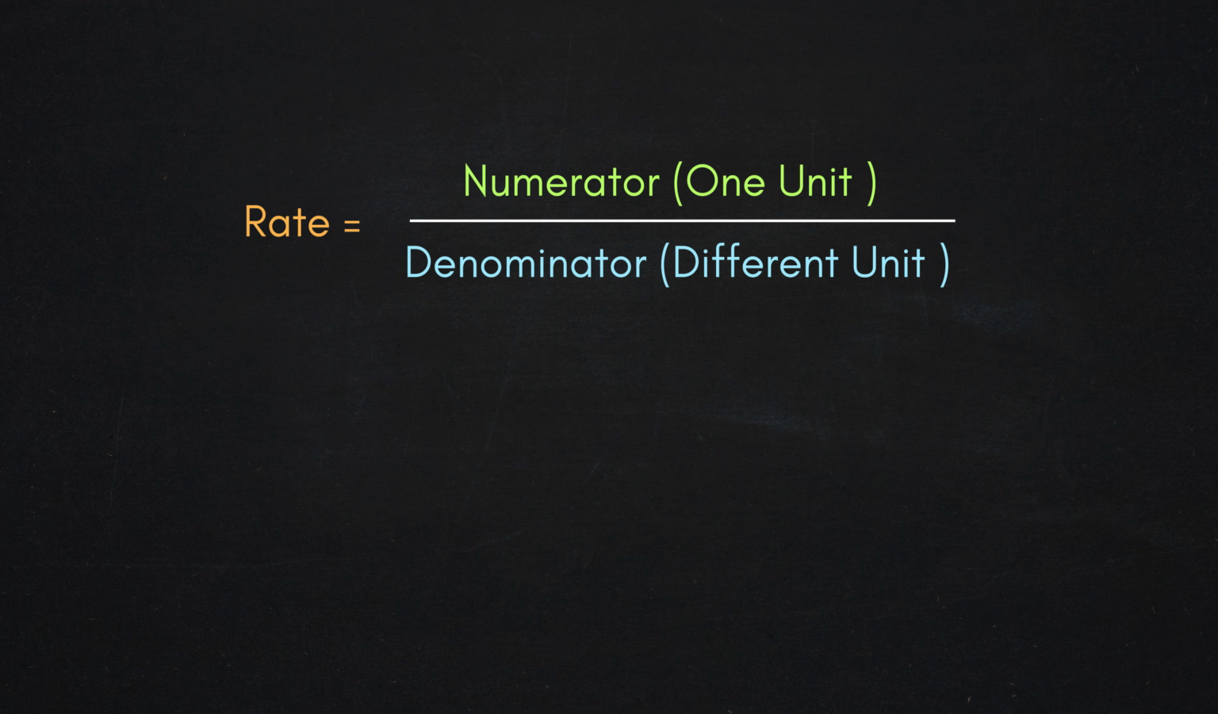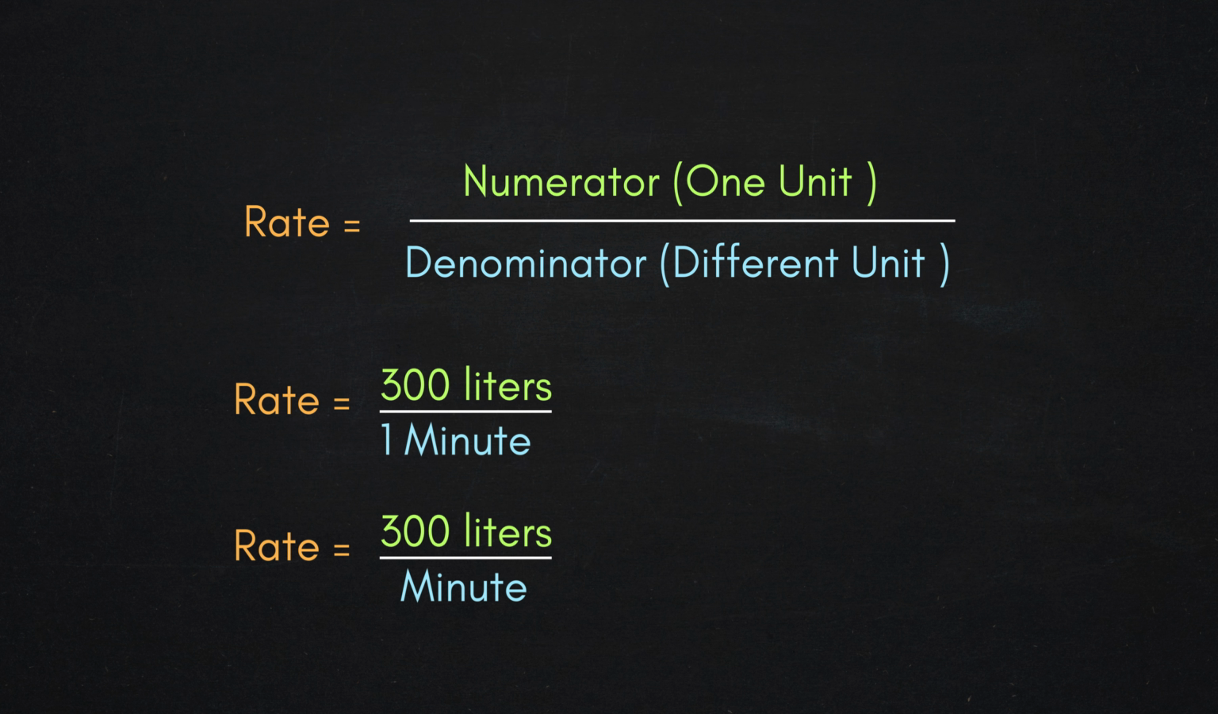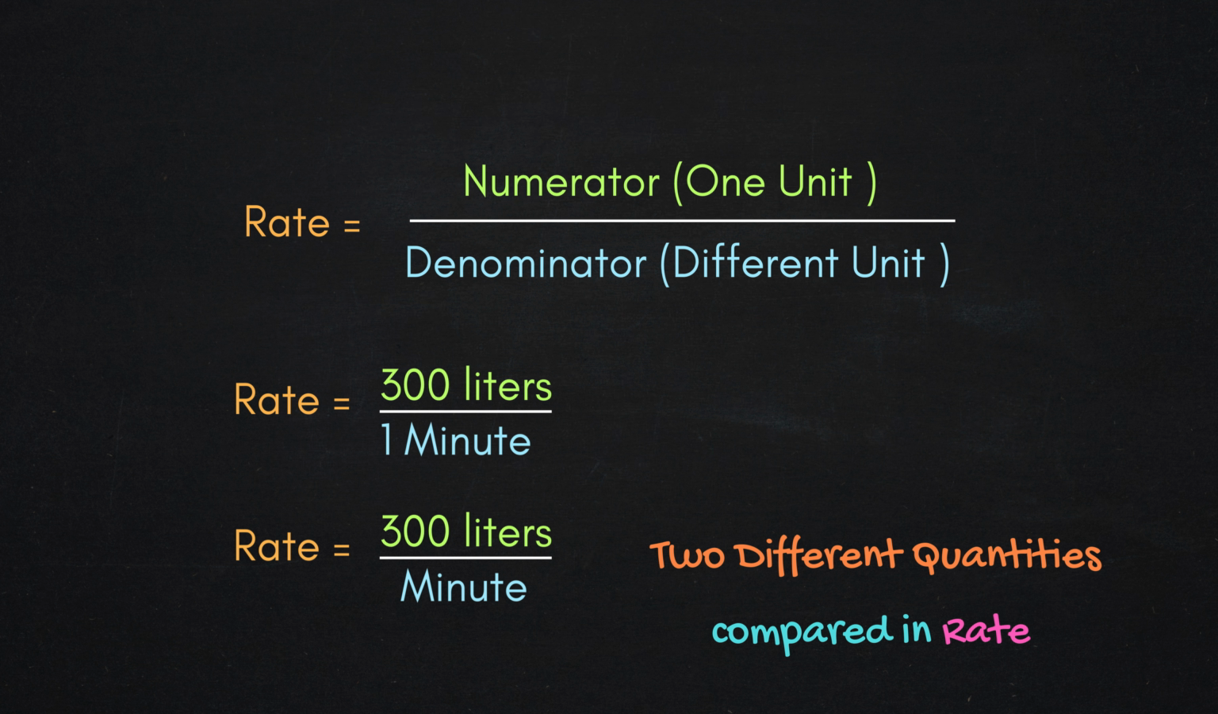In our problem, the rate of 300 liters per minute means that the speed of the pump is 300 liters per 1 minute, and it is shown in fraction form as such. Here, in the numerator, the unit of measure is liters, which is for volume. We're comparing volume with minutes, which is the unit of measure for time. So we're comparing two completely different quantities in a fraction, a classical example of rate as per the definition, right? Let's look into other related concepts called ratio and proportions.